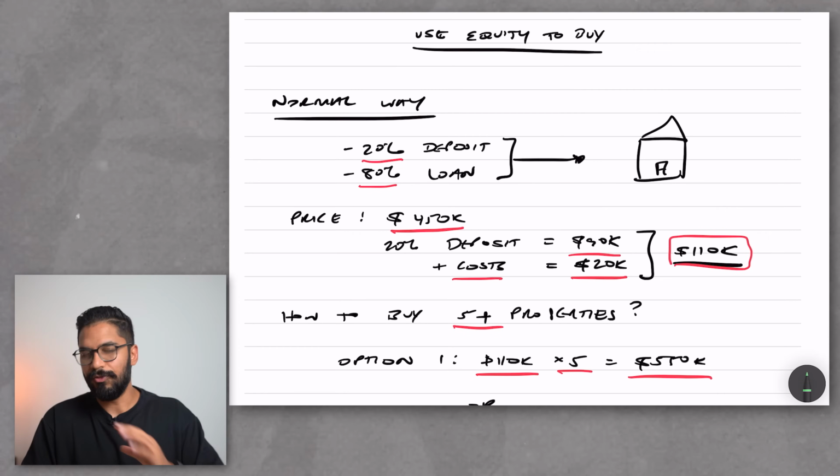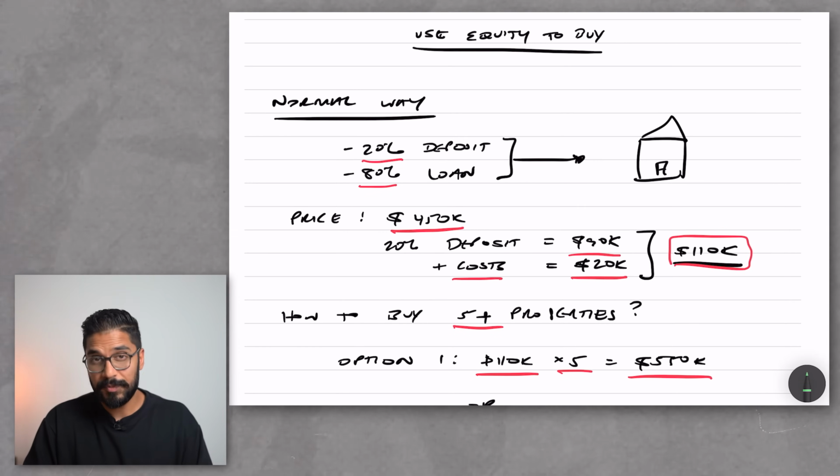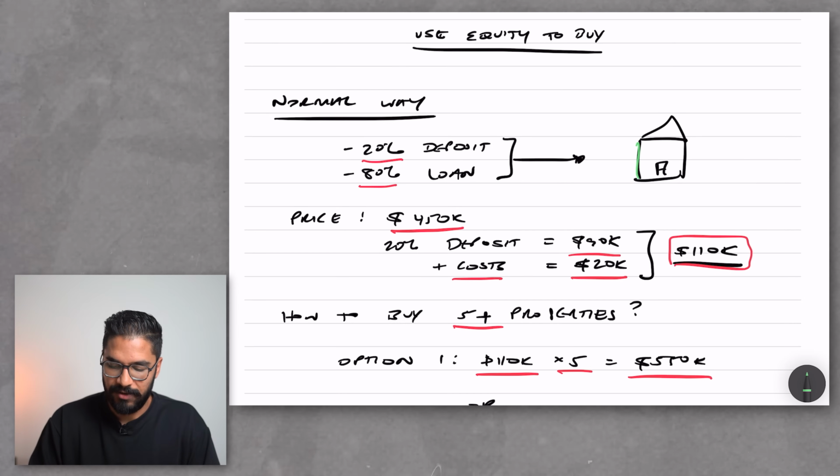Now, the normal way that we've all been taught to buy property is a 20% deposit and an 80% loan. And so that would then get us this lovely home in a nice suburb. So let's look at an example of a 450K house.